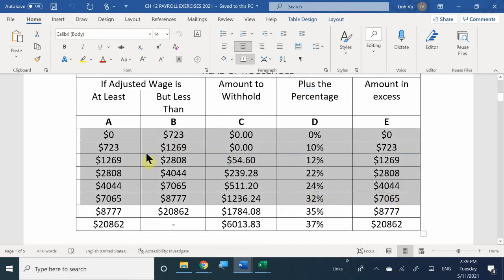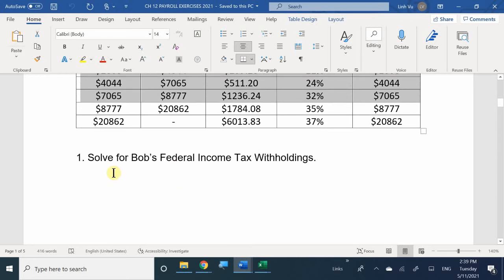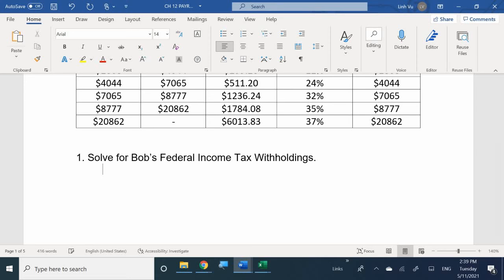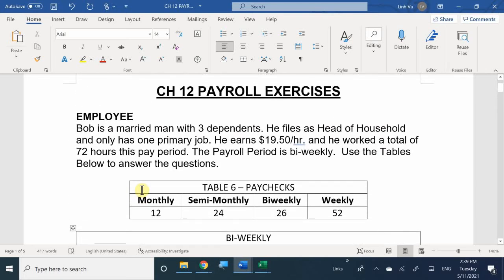Let's figure out one thing first. Let's solve for Bob's federal income tax withholdings. So let's go over step 1, which is to solve for his total earned income. What is his total wages, his gross wages? We know that he worked 72 hours, but how much was he getting paid?